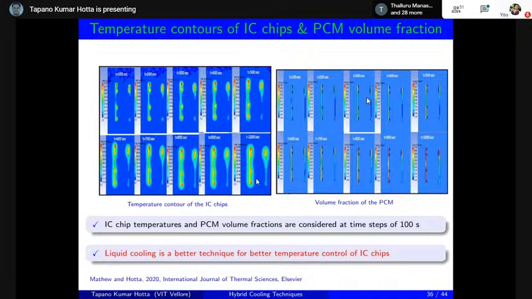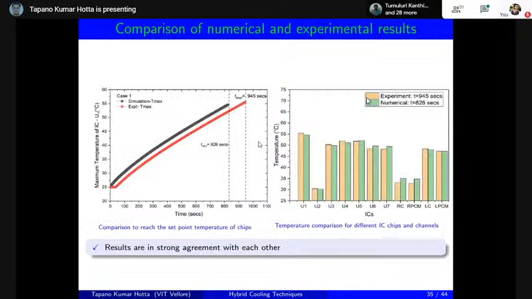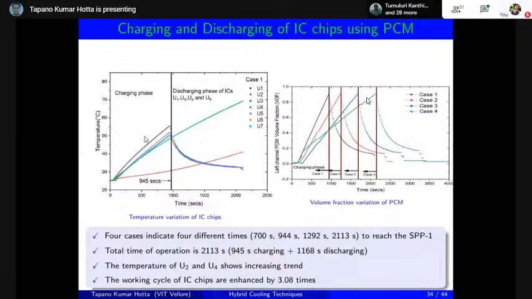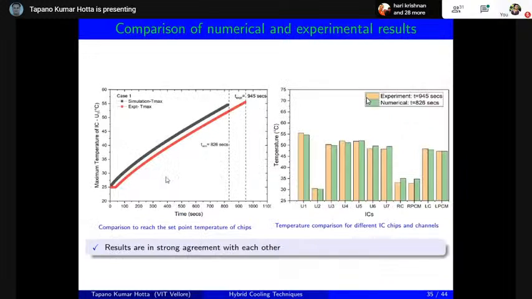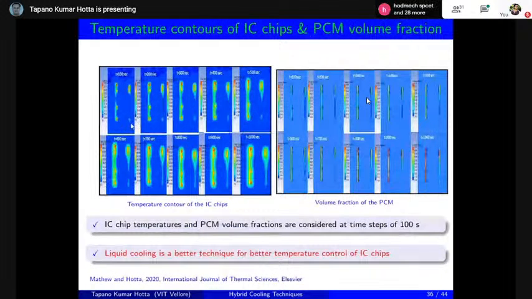And you can see we have carried out up to 1000 seconds. Why 1000 seconds here? You can see the charging for most of the chips we have kept at around 1000 seconds. And that's why in these temperature contours, you can see that we started with 100 seconds. So each 100 we have increased, and once you have reached around 1000 seconds, almost all the PCM has now liquefied. Okay. So we have observed this PCM melting up to 1000 seconds.